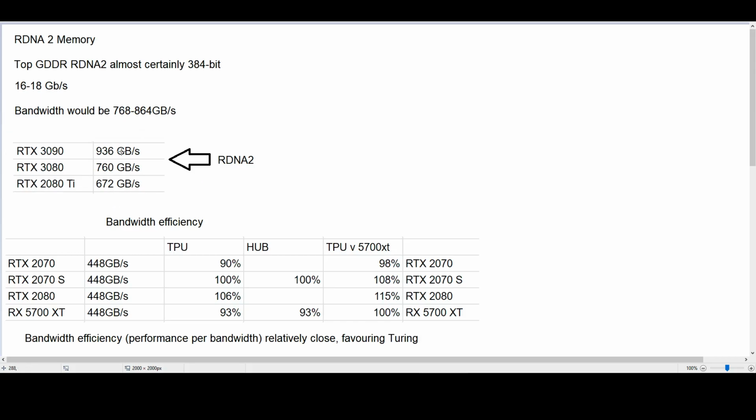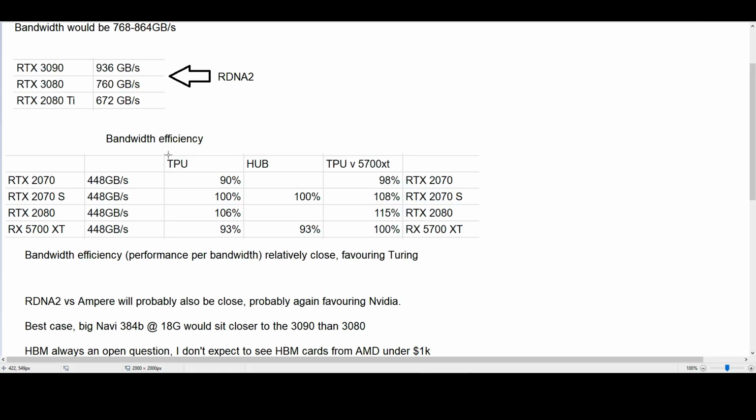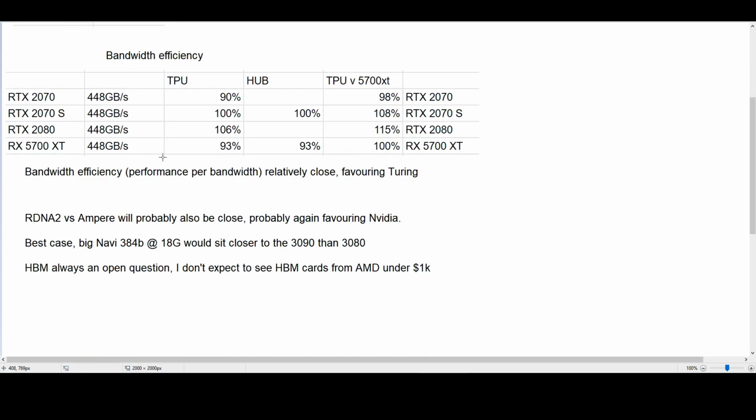and given that we can get to these bandwidth figures with GDDR6, I don't really think that AMD is really incentivized to use HBM, especially not to compete in the price bracket under $1,000.